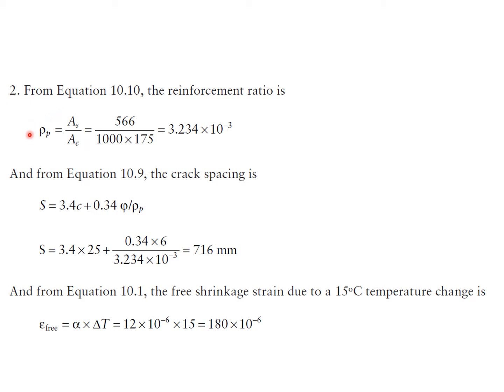Now we need to calculate the reinforcement ratio, which is the area of steel divided by the area of concrete. And then using the Eurocode 3 expression, we can calculate the crack spacing, which is 3.4 times the cover plus 0.34 times the rebar diameter divided by the reinforcement ratio. And now we can then work out what the free shrinkage strain would be, which would be the coefficient of thermal expansion multiplied by the change in temperature, which is 15 degrees Celsius.